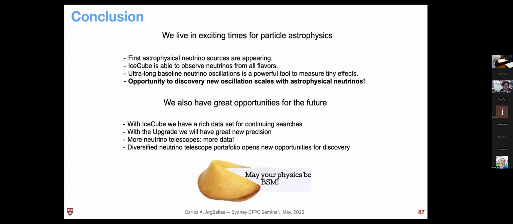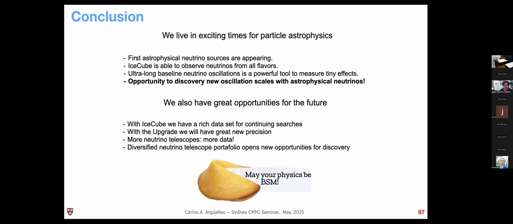And that's it. So I think we live in very exciting times, particularly in astrophysics, with the first neutrino source appearing, seeing all these neutrino flavors, and starting to do these ultra-long baseline neutrino oscillations, where we can look at these very, very tiny effects. And this is the opportunity to discover new oscillation scales of astrophysical neutrinos.